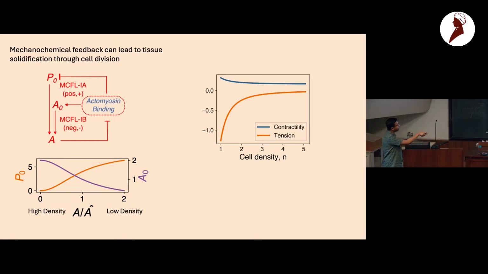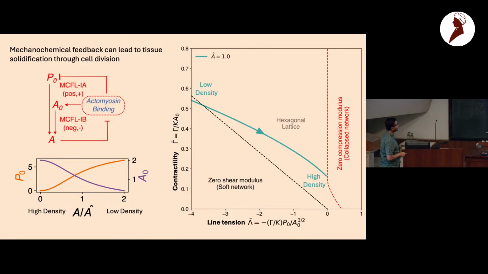If you measure the contractility and tension, as you can see, the contractility decreases with increasing cell density, and the line tension increases with increasing cell density. This is the kind of trajectory we now get from this particular type of constitutive law, and this is exactly what we found in the experiment. So then the question is, if we now use such a constitutive law and run the vertex model, whether we can get tissue solidification.